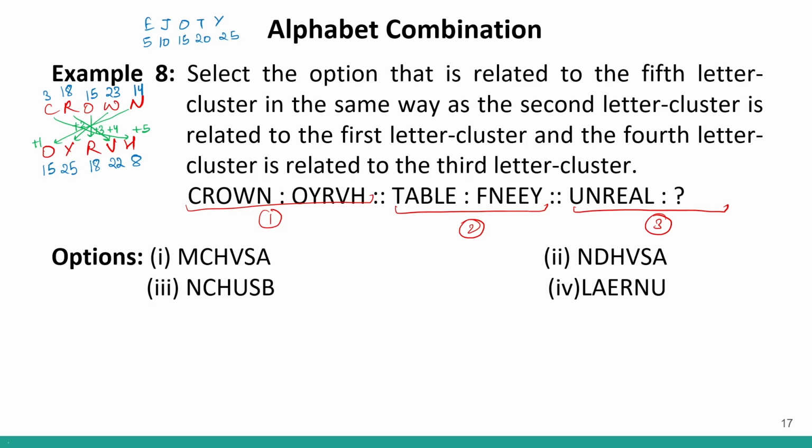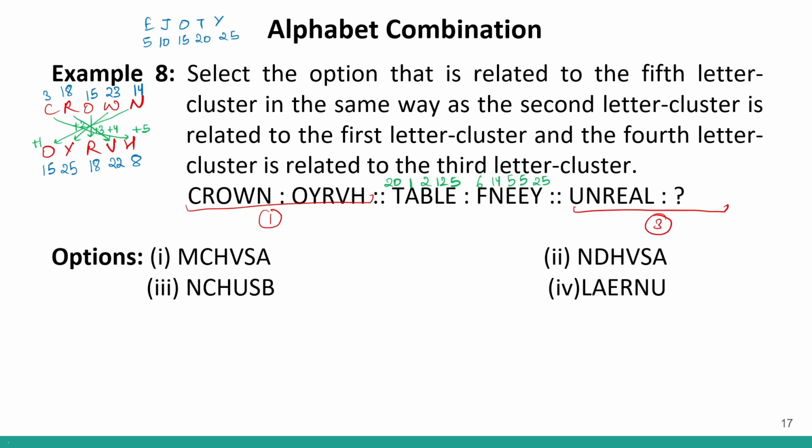So, let us check if it is true for TABLE also. Let us give them forward ranks. T is 20, A is 1, B is 2, L is 12, E is 5. Similarly, F is 6, N is 14, E is 5, Y is 25. Correct? These are the forward ranks.